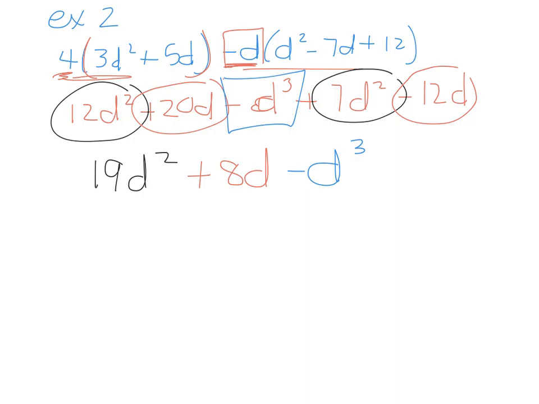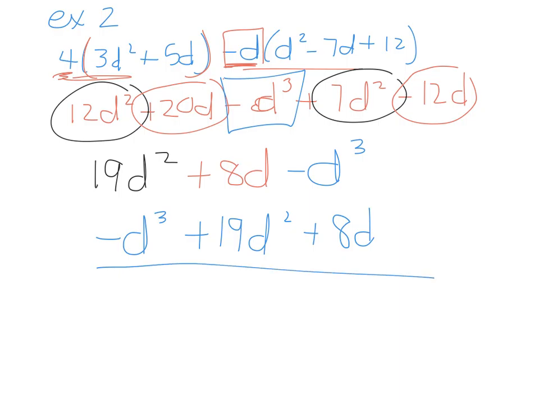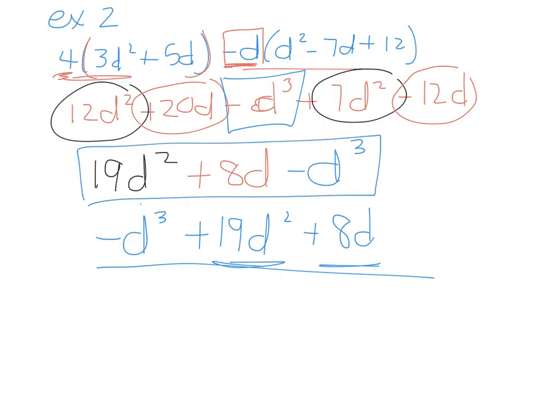If I was to rearrange these, you might have this in this order: negative d to the third plus 19d squared plus 8d. So the book will often put the answers in this order with the highest exponent, next highest, and the last highest exponent. Either way that you give me this answer is correct as long as you've got the negatives in the right place. We'll do one more of those.